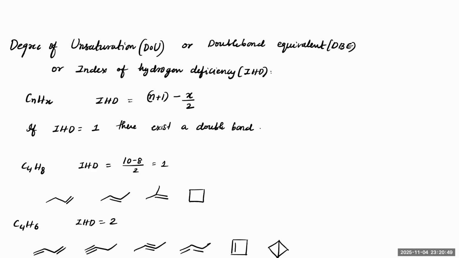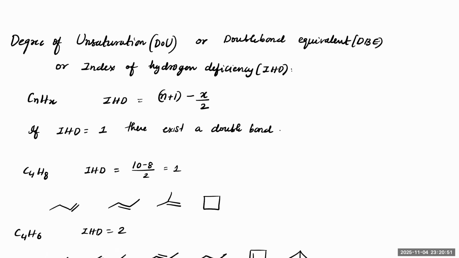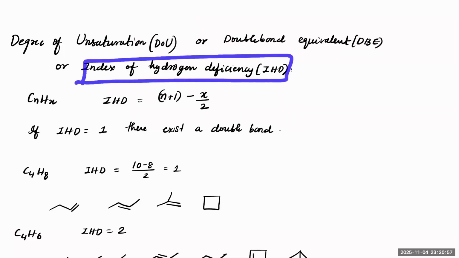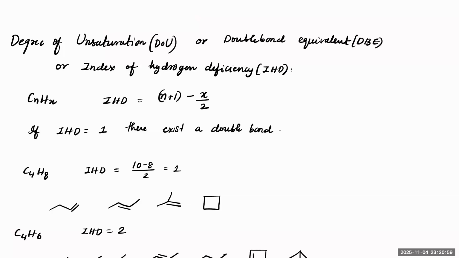Next, let us understand what is degree of unsaturation or double bond equivalent. It is also termed as index of hydrogen deficiency. If we have CnHx, then index of hydrogen deficiency is n plus 1 minus x by 2. Okay. So if IHD is 1, that means there exists a double bond.